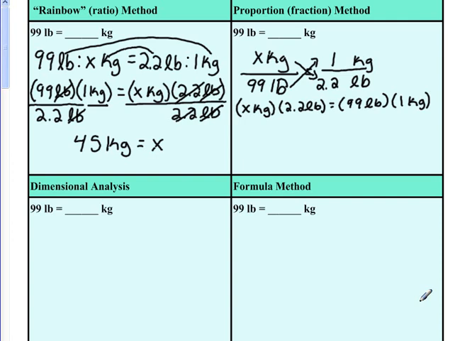To get x by itself, we need to eliminate the number that is on the same side of the equal sign with the x, in this case the 2.2 pounds. We can see that the 2.2 pounds is being multiplied by the x kilograms, so to eliminate it, we need to divide. We will divide both sides by 2.2 pounds in order to isolate the x on one side of the equation.